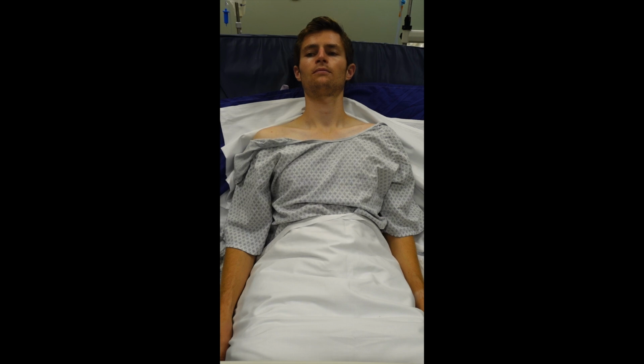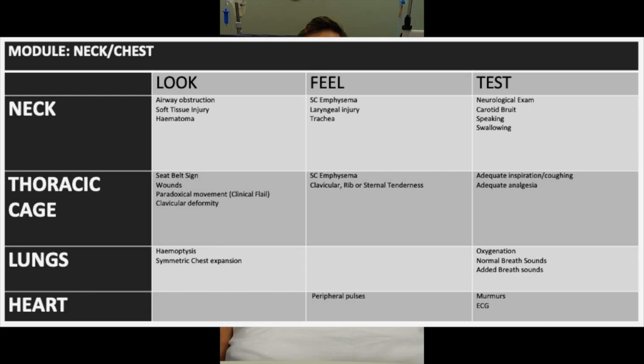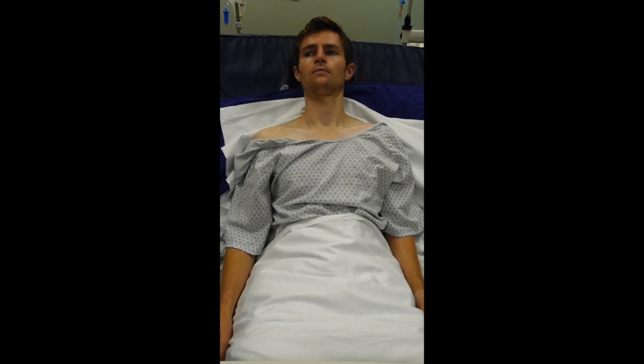We recommend using the look, feel, test system of examination. We recommend dividing your examination into discrete zones. These zones are the neck, thoracic cage or skeleton, lungs, and the heart. Use the look-feel-test system to examine each zone.